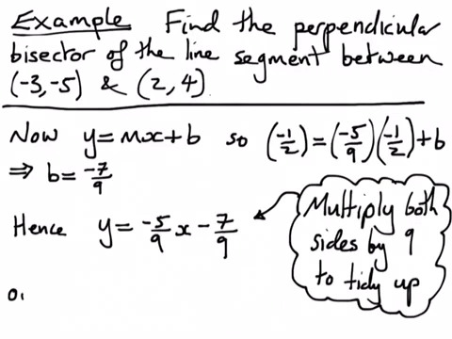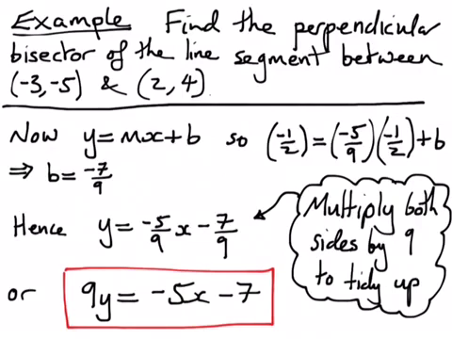So let's multiply both sides by 9. We get that 9y equals negative 5x minus 7. And that's it. That is the equation of the perpendicular bisector of the line segment between negative 3, negative 5 and 2, 4. Easy, right? Okay. Well, now it's your turn.